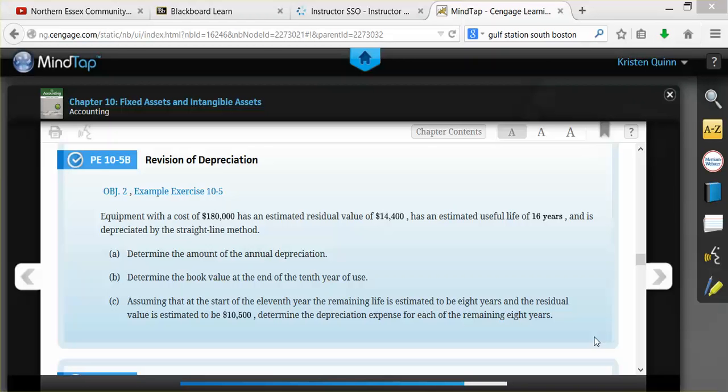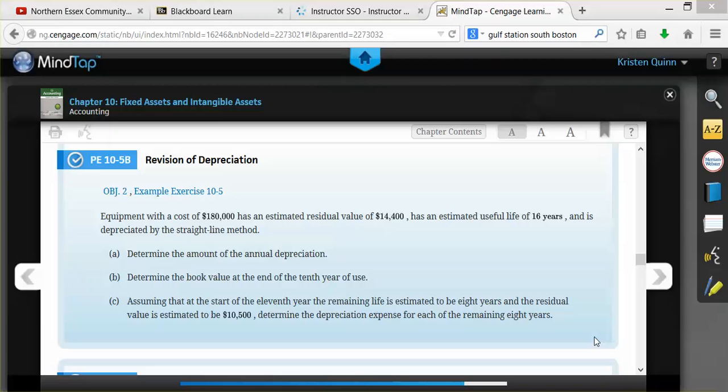our depreciation based on a change of our useful life and residual value. In this example, it tells us that equipment with a cost of $180,000 has an estimated residual value of $14,400 and an estimated useful life of 16 years. And it has been depreciated using the straight line method.